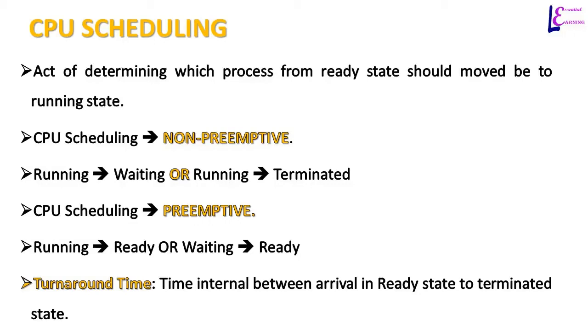In preemptive scheduling, a running process is removed or preempted by the operating system to favor another process. In preemptive scheduling, a process in the running state is moved to ready state, or it is moved from waiting state to the ready state. Time between a process's induction in ready state to terminated state is referred to as turnaround time.